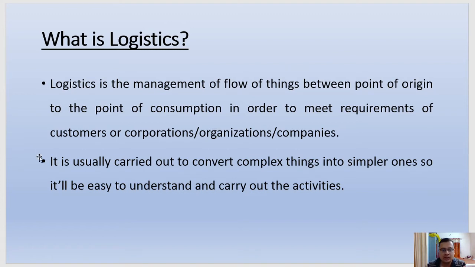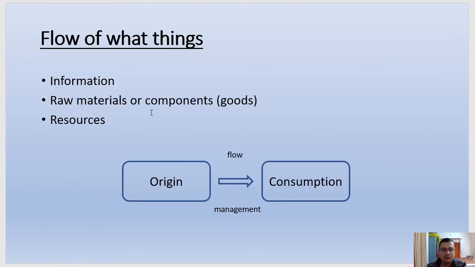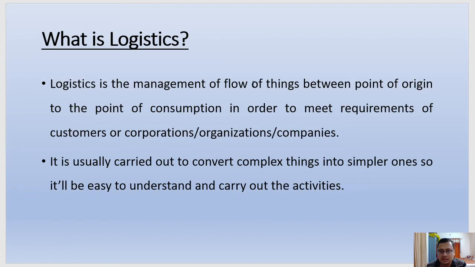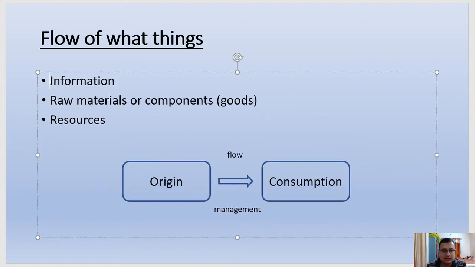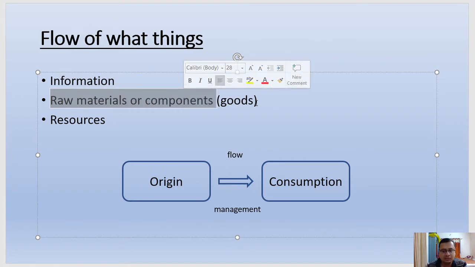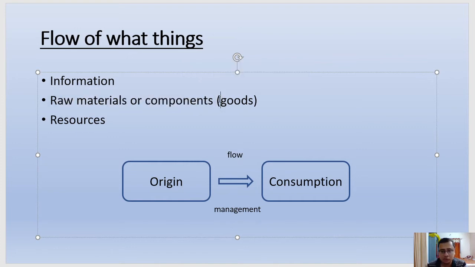So again summarizing, logistics is the flow of things between the point of origin to the point of consumption. Now you will be questioning me, the flow of what things? I have mentioned that it is the flow of things. So what are those things? Those things are information. Second is raw materials or components, which can be termed as goods for the manufacturing company in order to produce some finished product. So those goods might be raw materials or components for a company. And the third type of things can be resources.